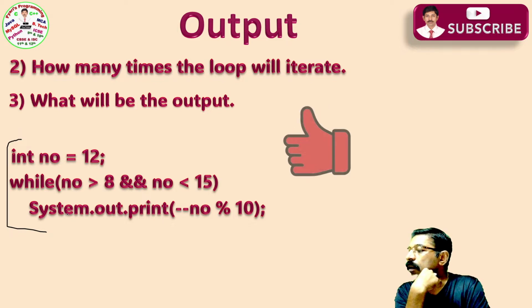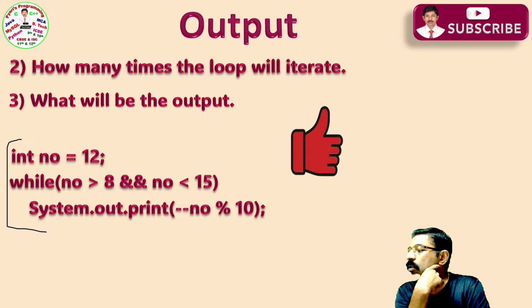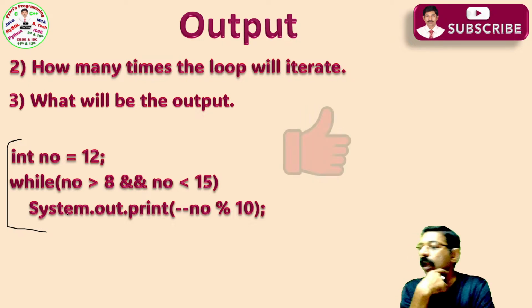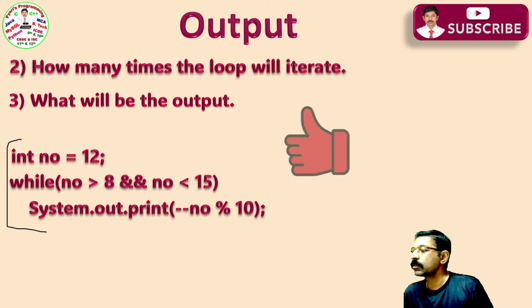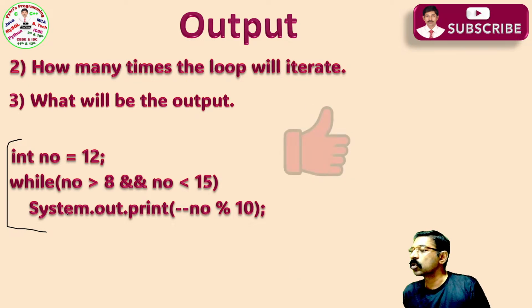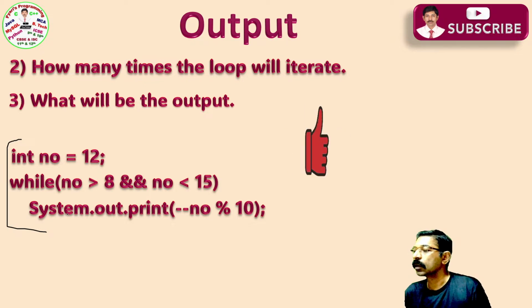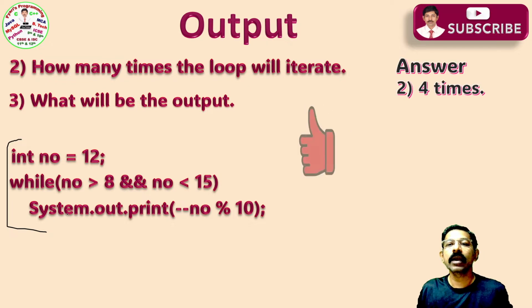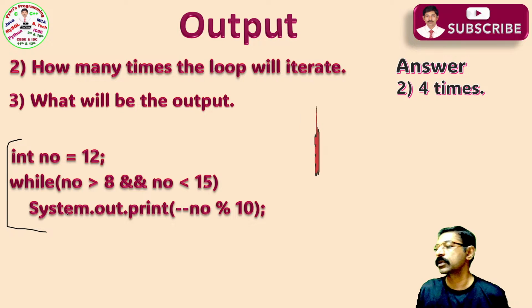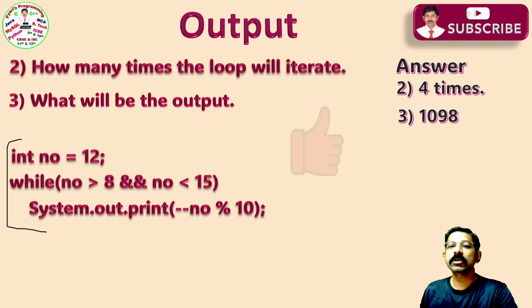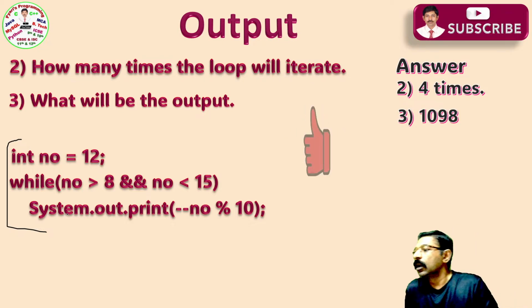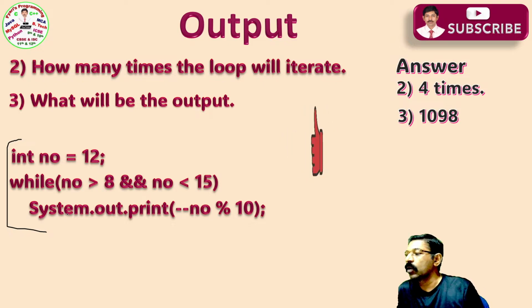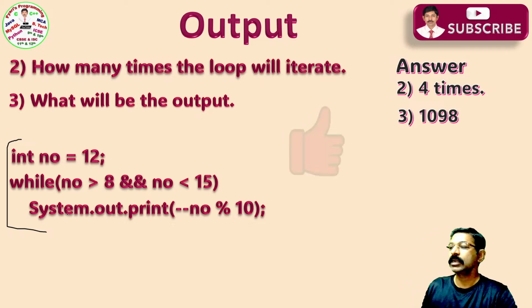Okay, Swagat, got it. 109 is the output. 3 times 109. If everyone has given 3 times and output is 109... Rajesh 3 times 109. Okay. Got it. If everyone has given the answer, we'll move towards the answer. Answer: it will execute 4 times. Next, the answer will be 1098. Everyone has given 109. What about 8? Let's see.